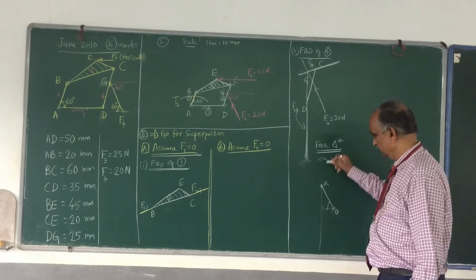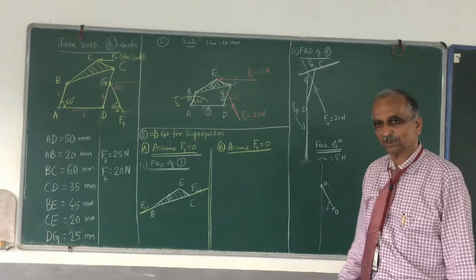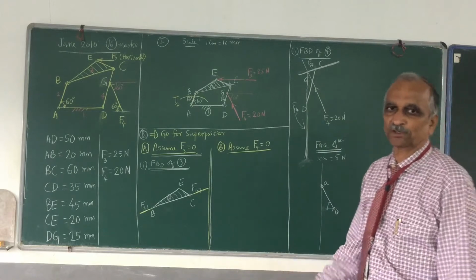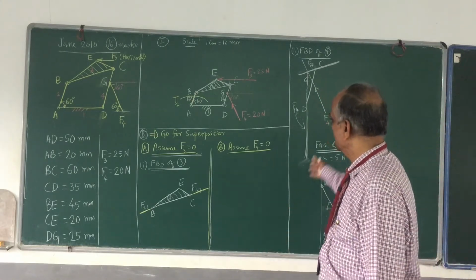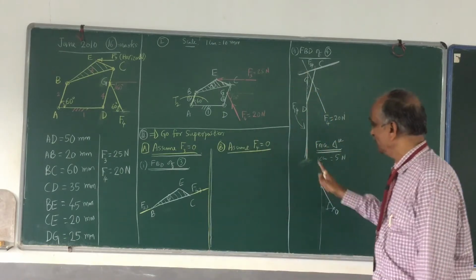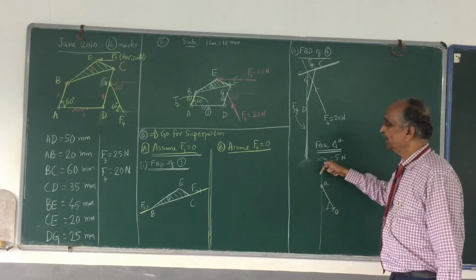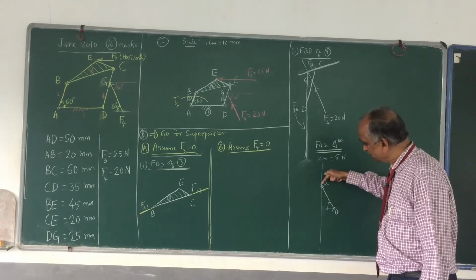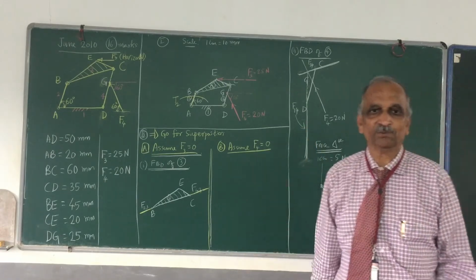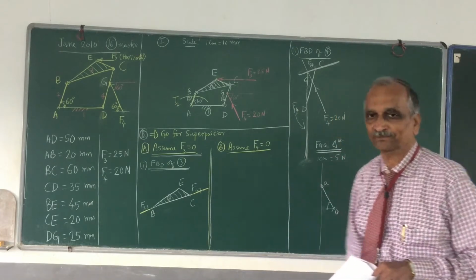Actually, let me draw it this side also, because I don't know the direction. At the tip of the first force, I need to draw the second force. I know the line of action of the second force, but I don't know the direction. If it is upwards, then starting from here I would have drawn this. If I am sure that it is downwards, then starting from here I would have drawn it downwards. I don't know at this stage whether it is upwards or downwards. Therefore, I shall draw one line.